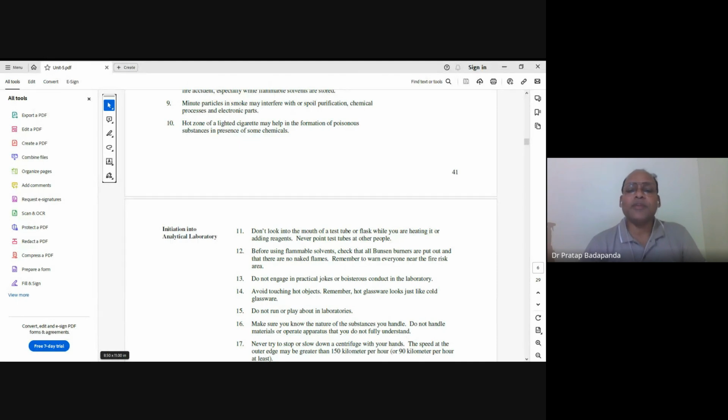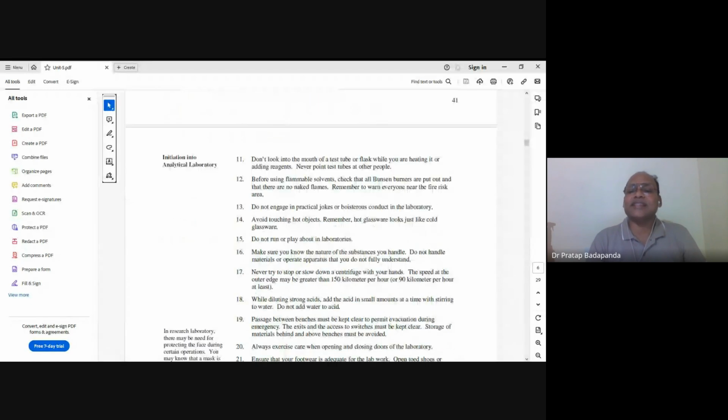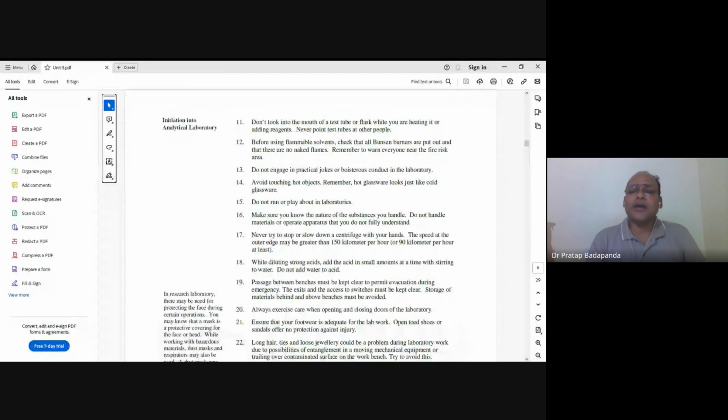Before using flammable solvent, check that Bunsen burners are put out and that there are no naked flames. Otherwise it will catch fire. Do not engage in practical jokes or misconduct in the lab. That is bad practice and it is not acceptable in the lab.